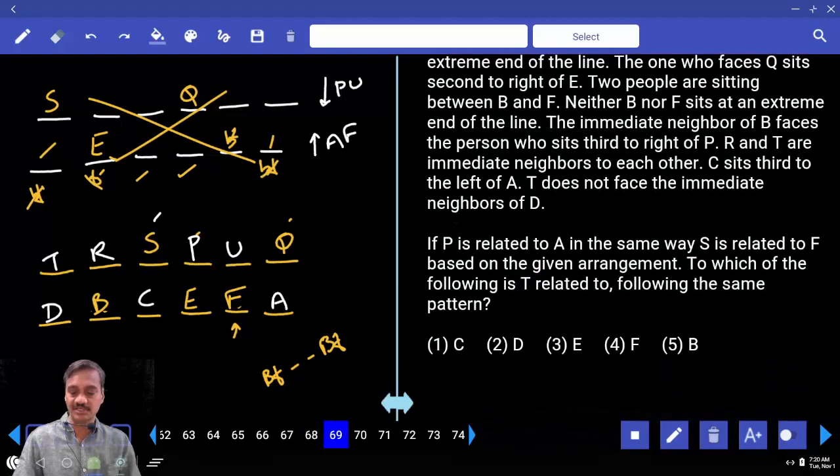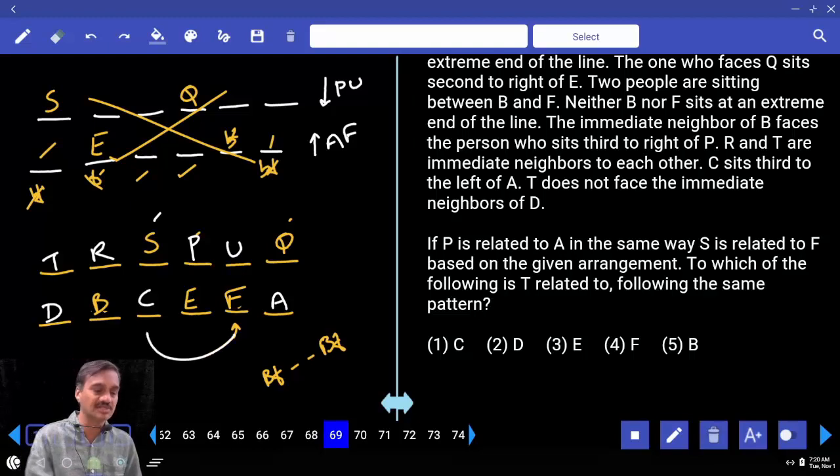And 69, P is related to A in the same way S is related to F. P is related to A means A's left hand side second person opposite is P. Right? S is related to F, and F's second left hand side, C's opposite is S. Now T is opposite to whom? D. And D is seated second to the left of whom? C. C's second left's opposite is T. Correct? So what is the choice we have? Choice 1, question number 69.